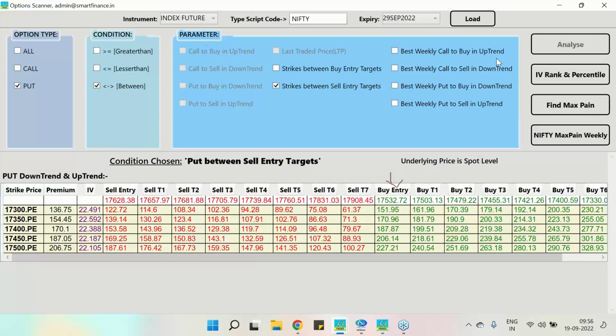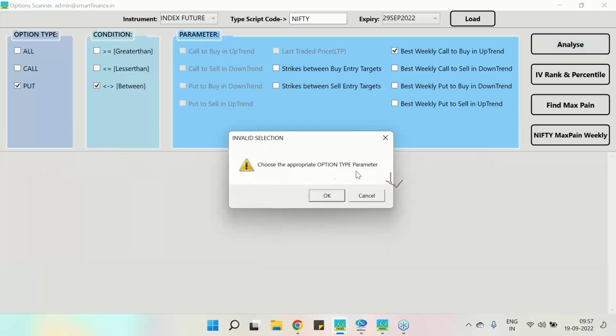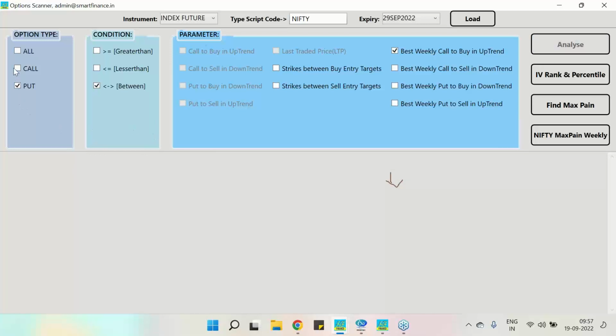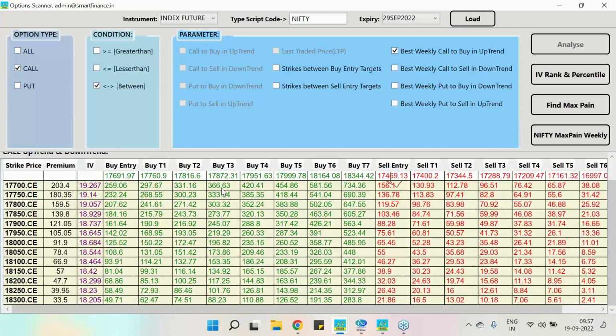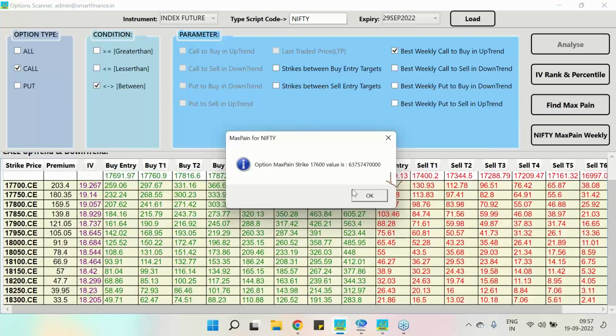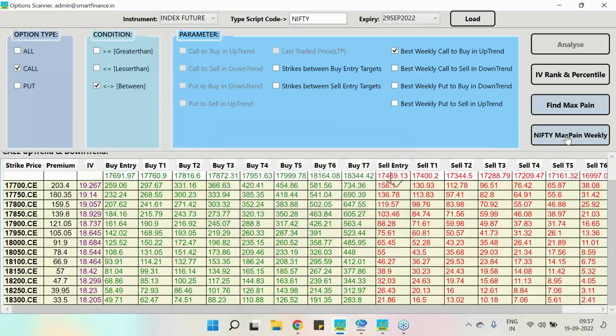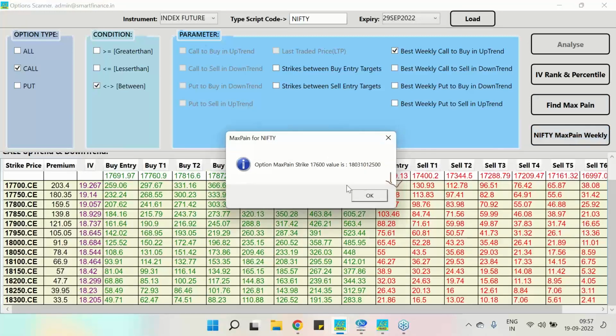Best weekly call options to buy in the uptrend, meaning positional options you can buy. So here, between option, best call option to buy for the weekly. These are the options positional traders can buy. So that feature is also there. It has a max pain, where the expiry is expected for monthly and where the weekly expiry is expected. So 17,600 is acting as a max pain point, meaning going beyond that will take some time.